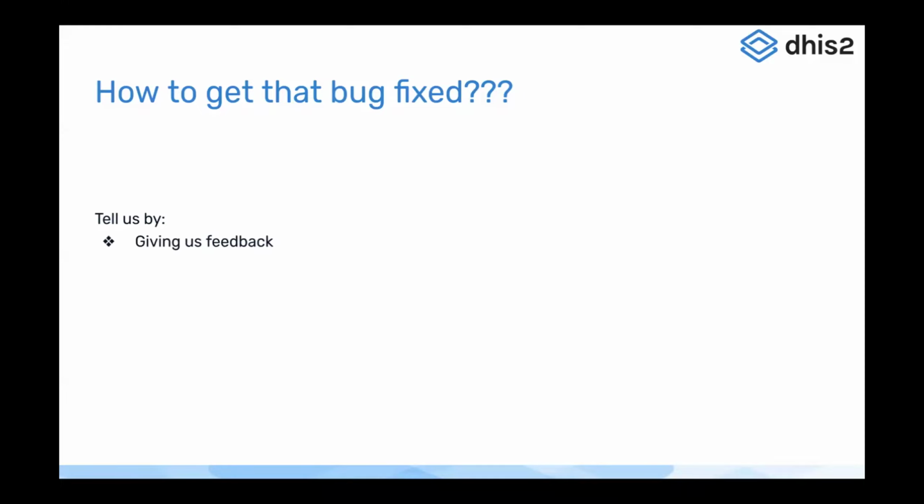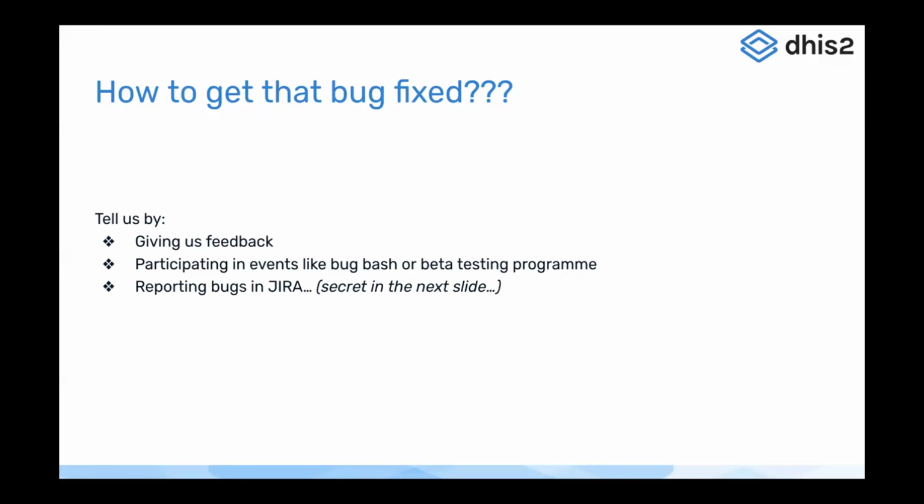Of course, you can reach out to the team, give us feedback. There's also a process of roadmap ideas, right? So you can also create those ideas and suggest certain things that you have, and it's also being communicated. But talking about bugs, you can also participate in events like the beta testing program or bug bashes, where you get to test the product, especially the upcoming release, and then you can report bugs in Jira.